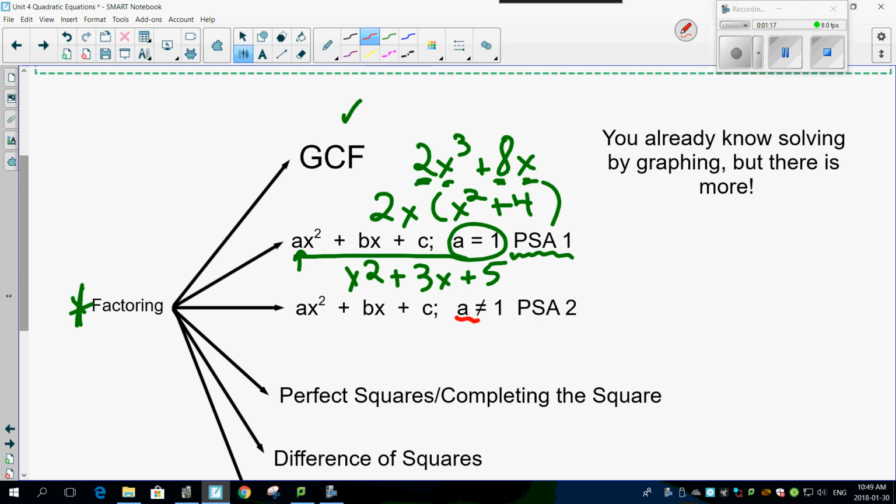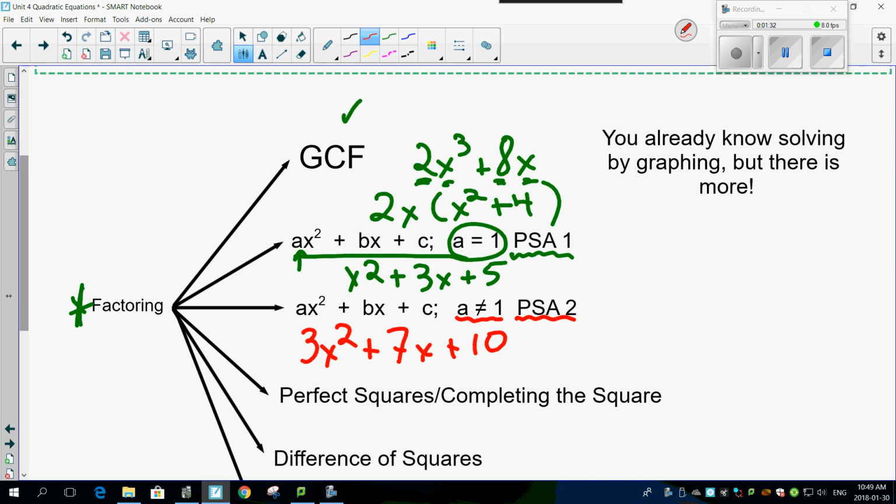Then you can have another type of factoring where that a is not 1. So it'd be something like 3x squared plus 7x plus 10. And then you'd have to use something called the decomposition method. I call it PSA 2.